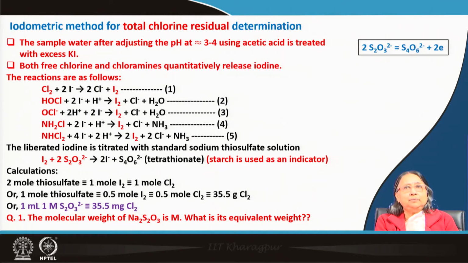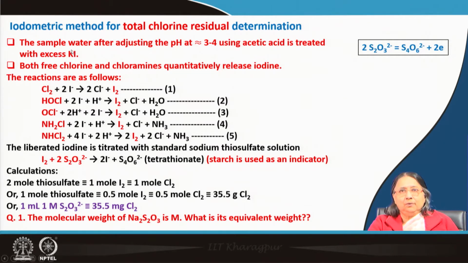The steps are written here. The sample water, after adjusting the pH to 3 to 4, is treated with excess KI, potassium iodide. This determination is done at low pH, and the pH of 3 to 4 is maintained by acetic acid. So, we take a sample, say 50 milliliters or 100 milliliters, adjust the pH in this range using acetic acid, and after that we add KI in excess amount.